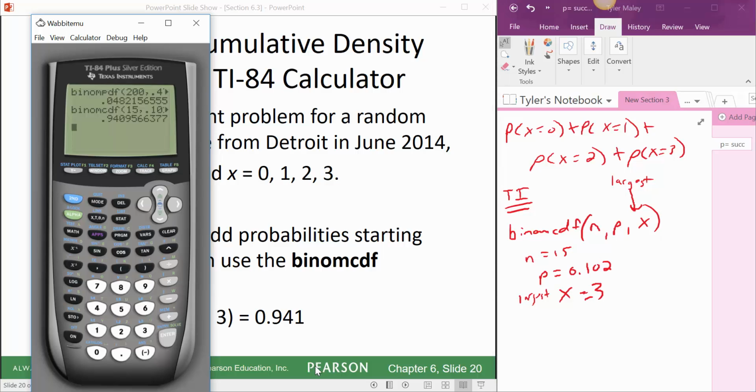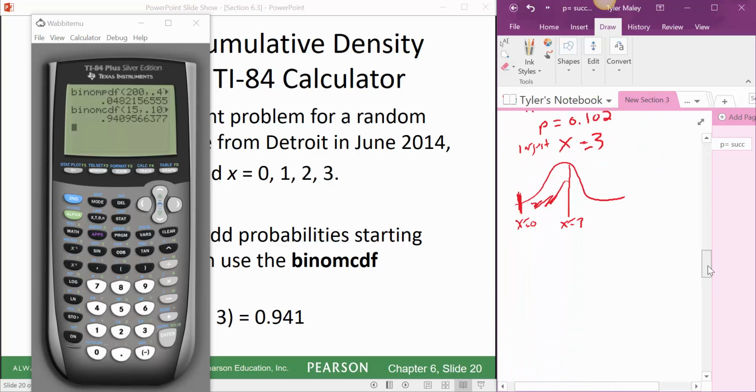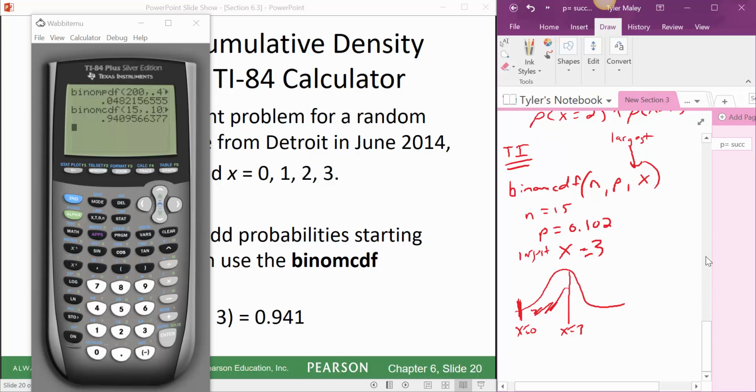Right. So you can think of this as the largest x value that you want to go to, or it's finding the area to the left, right? So we have this distribution. Here's x equals 3. It wants to find all the area to the left, where x is 0, right? That's always going to be your tail. So you can think of it like that too, if you'd like. I like to think of it as the largest x and then going down to 0.